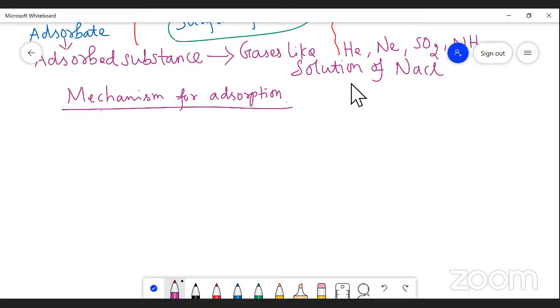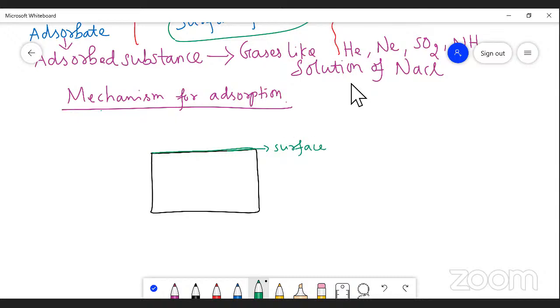Now you know that whether it is solid or gas, the molecules will be present. If I assume that this is our container, I can represent the molecules. We know that this is our surface. If a molecule is present on the surface, this is a surface molecule.